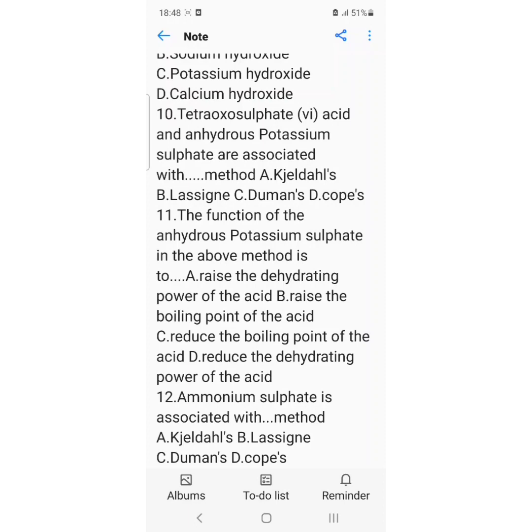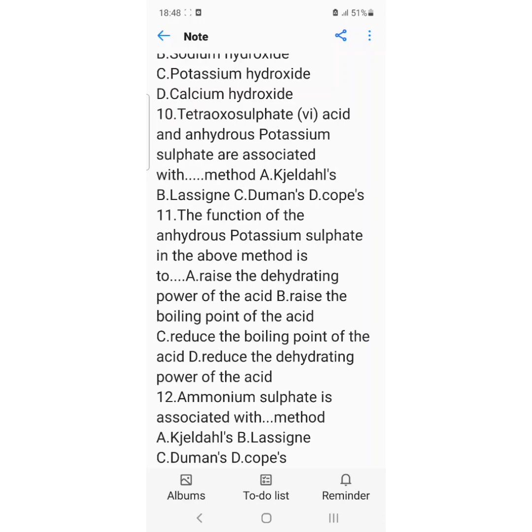Number 11. The function of the anhydrous potassium sulfate in the above method, which is Gelder's method, is to dash. A, raise the dehydrating power of the acid. B, raise the boiling point of the acid. C, reduce the boiling point of the acid. And D, reduce the dehydrating power of the acid.